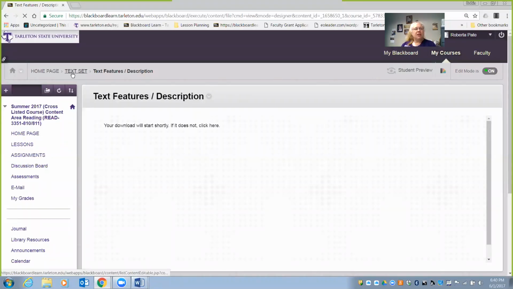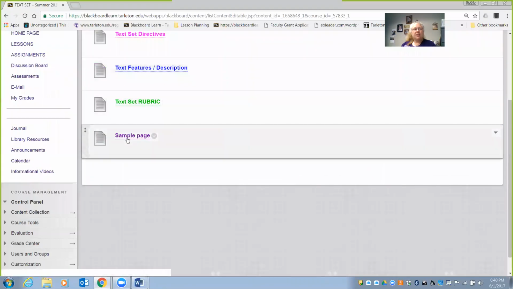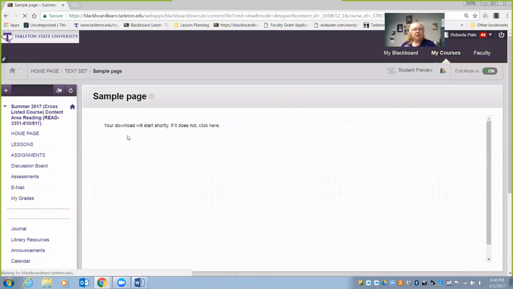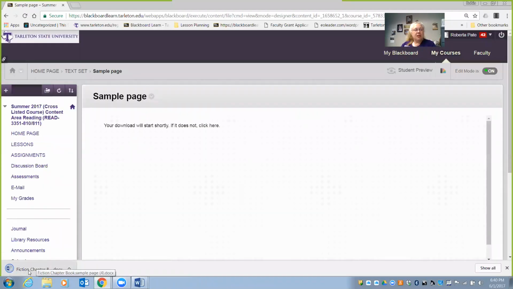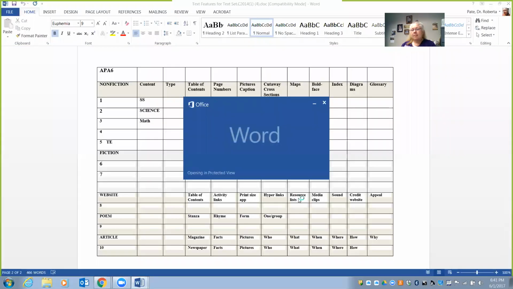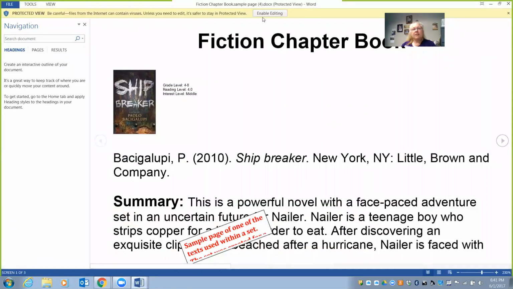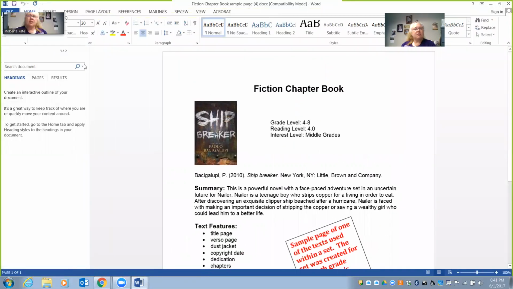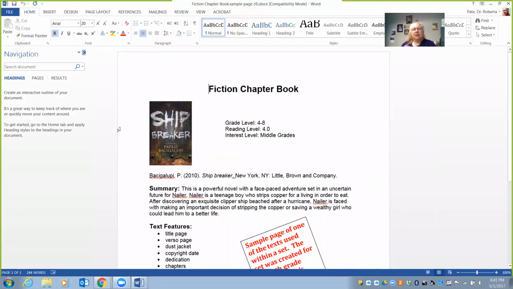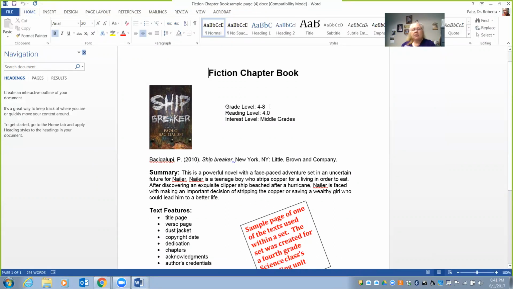So let's see if I can go back over here. And in there, I do have a sample page. Now this is not the best of all sample pages, but again, let me open it up. And looking at it, here's my fiction chapter book, it's a title, so it's in that collection, in that section. You want to be organized. Picture out, and you can go to Amazon or different places to clip pictures of the text or even scan it. Grade level, 4 to 8.